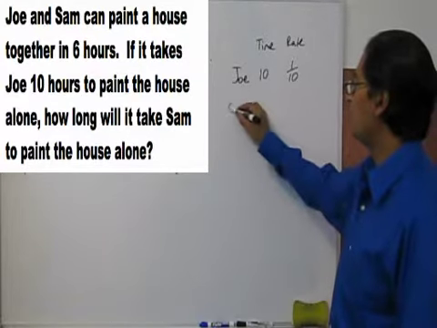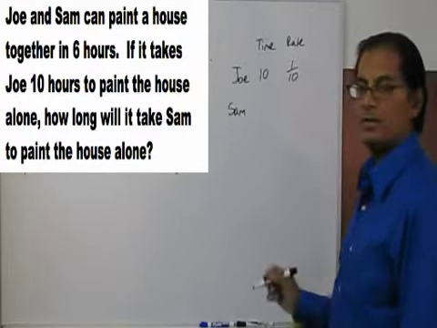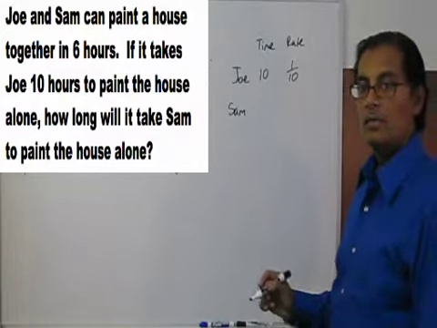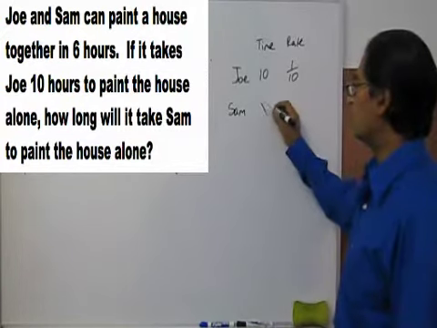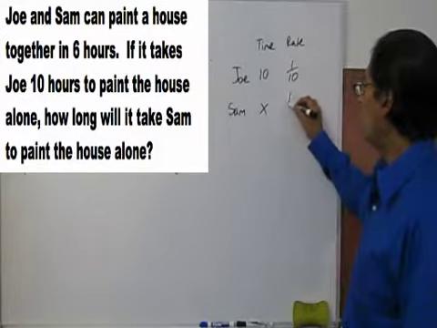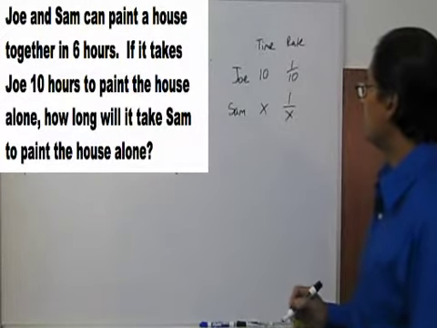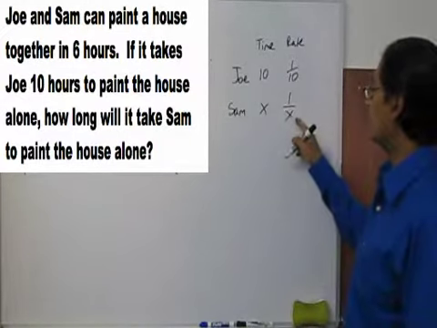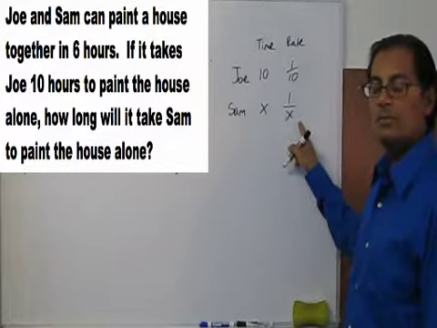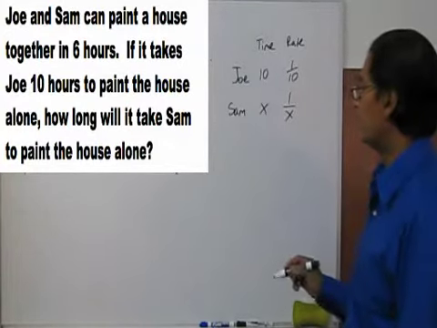Now Sam, we don't know how long it takes him to paint the house by himself. So that's what we're looking for, so we call that x. Therefore his rate would be 1/x. Therefore he would accomplish 1 over x of the work in 1 hour.